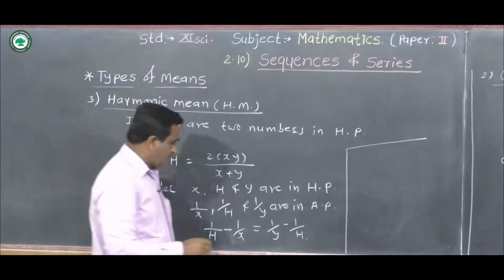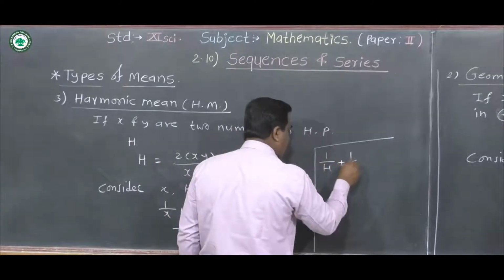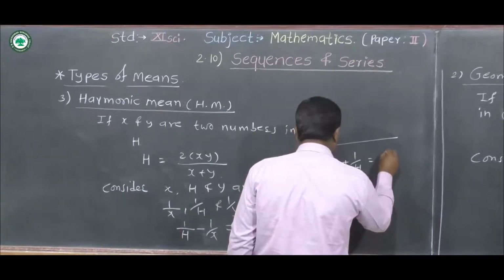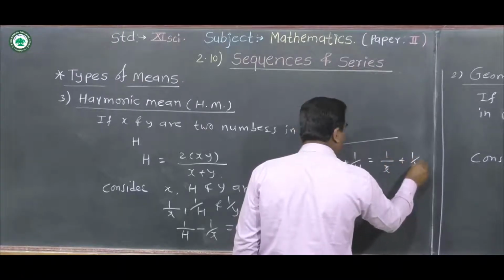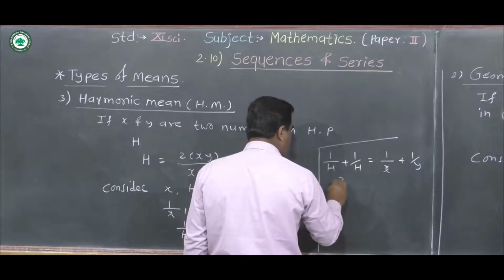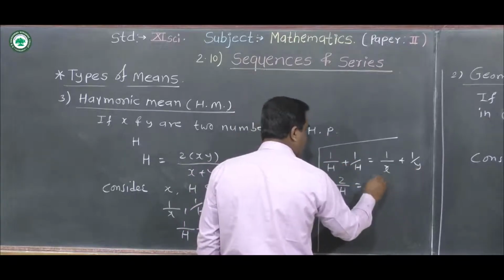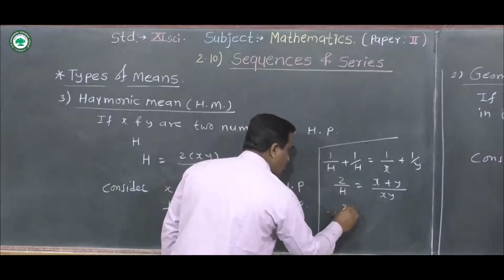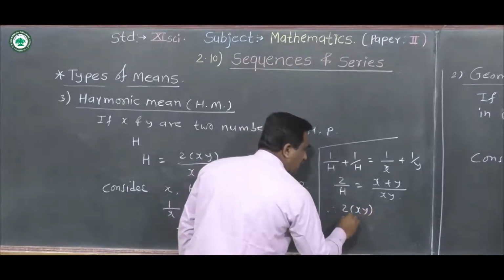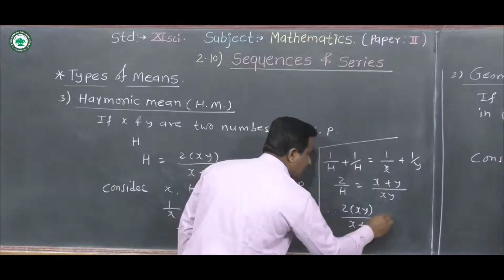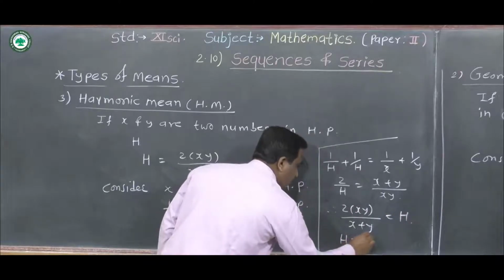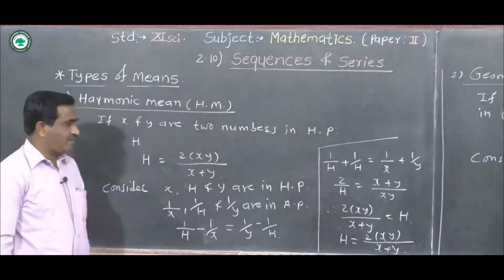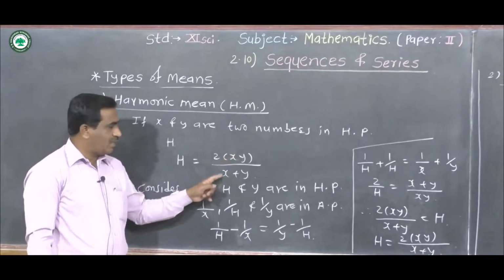Take this minus term to the LHS: 1 upon H plus 1 upon H is equal to 1 upon X plus 1 upon Y, that is 2 upon H is equal to, taking addition here, X plus Y upon X into Y. That is, taking cross product, 2 into X into Y upon X plus Y equal to H. That is, H is equal to 2 into X into Y upon X plus Y. This is the harmonic mean.